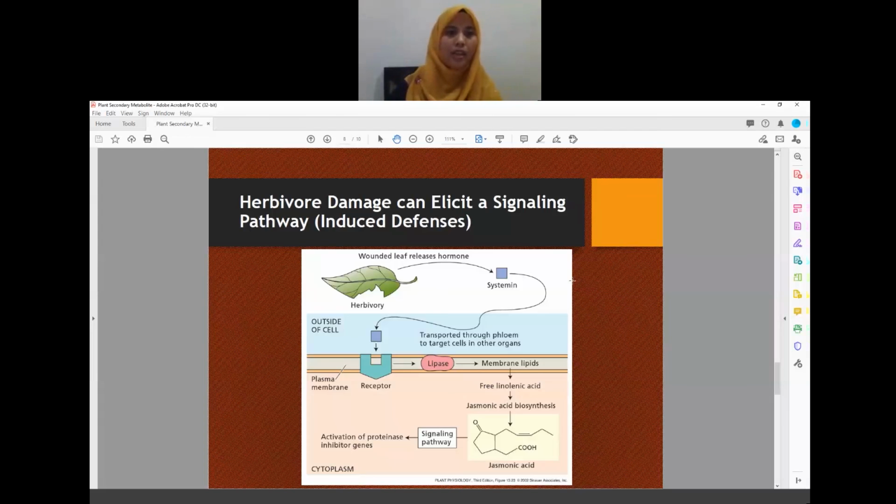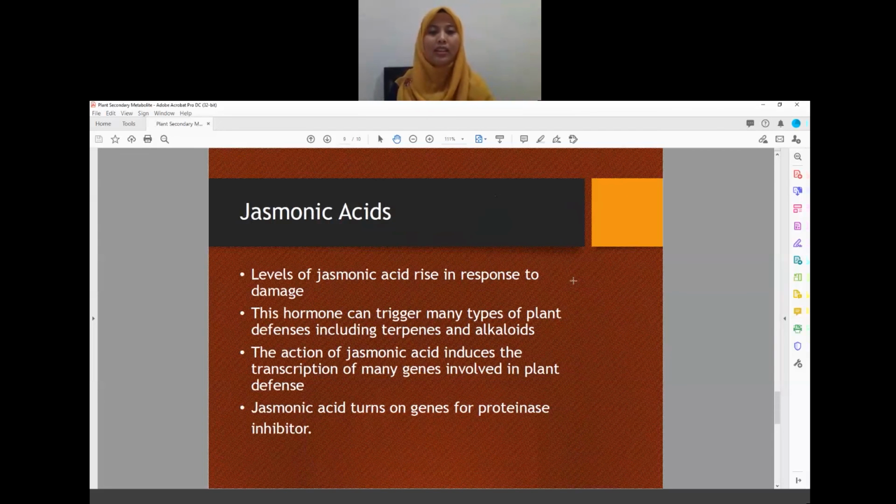Alright. Okay, the level of jasmonic acid. As I mentioned just now, after that pathway, the level of jasmonic acid in the plant cell will rise, and this hormone will trigger many types of plant defenses including terpenes and alkaloids. So jasmonic acid has other pathways too, and it will produce terpenes and also alkaloids. The action of jasmonic acid induces the transcription of many genes involved in plant defense. Recently there is more work on gene expression. Other lecturers are also doing this, which is quite interesting.